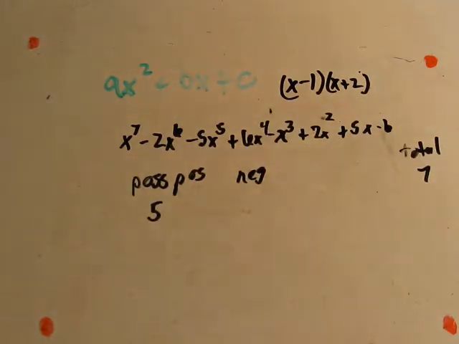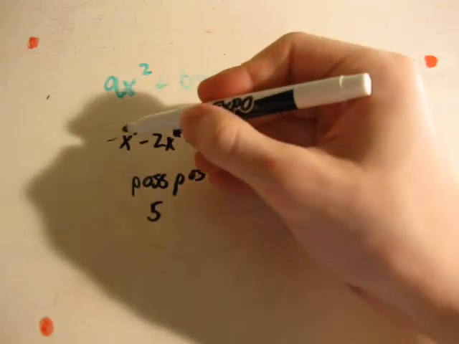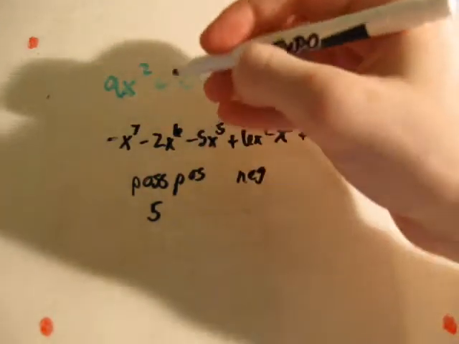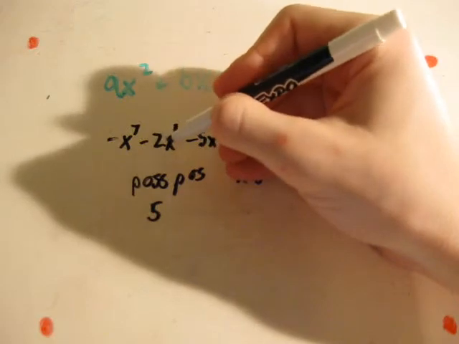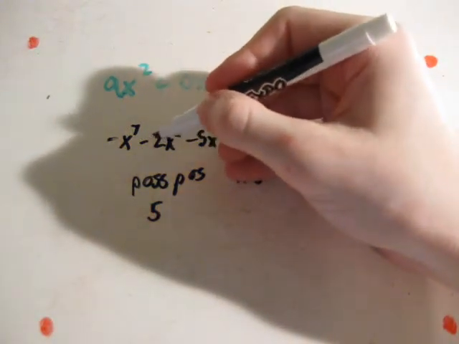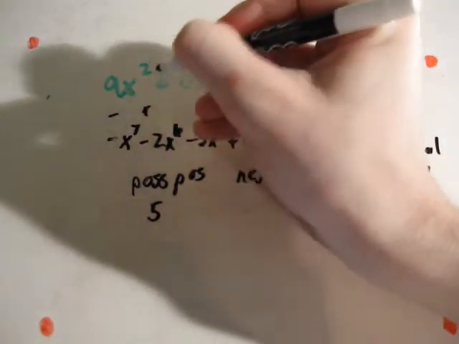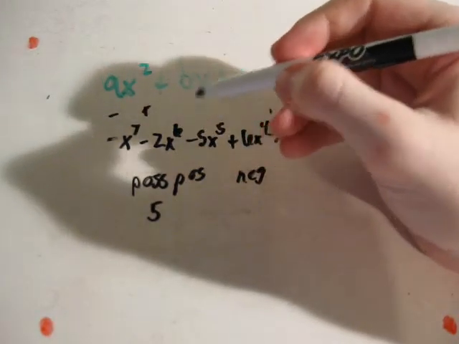The negative roots are the number of roots you can count up after you switch all the x's to negative x. So, negative x to the 7th is still going to be negative x. Negative 2 times negative x to the 6th, this will become positive, but still stays negative because of the 2. So this is negative, positive, so that's one change.